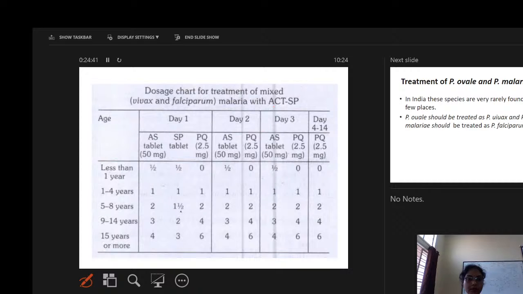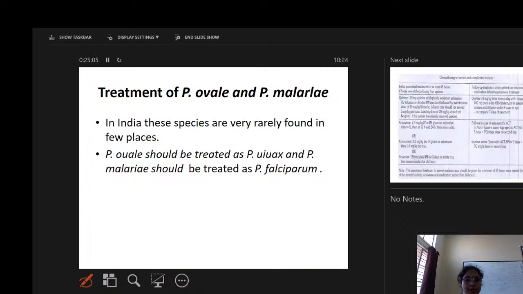Okay. Next is dosage chart. The same thing. Okay. Vivax in falciparum malaria. So on day 1, day 2, day 3, day 4 to 14, we'll be treating them with artesunate and sulfadoxine pyrimethamine, and then primaquine. Okay, for till 14 days of primaquine.